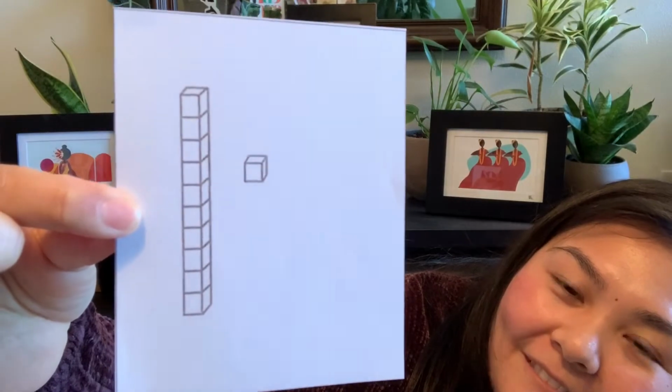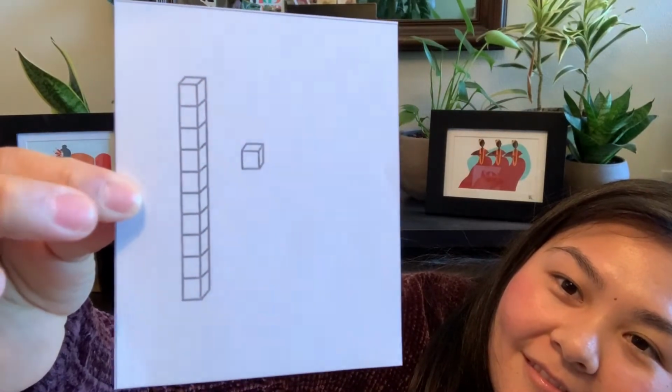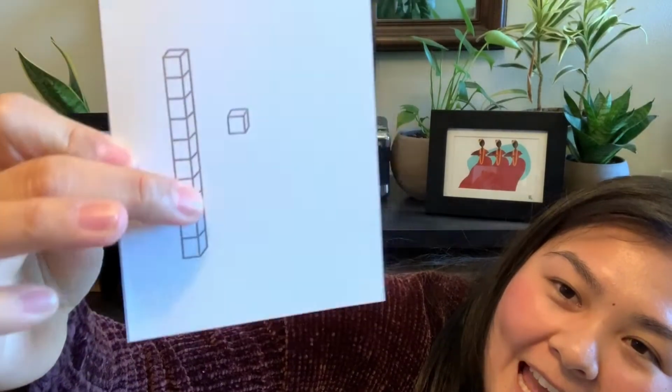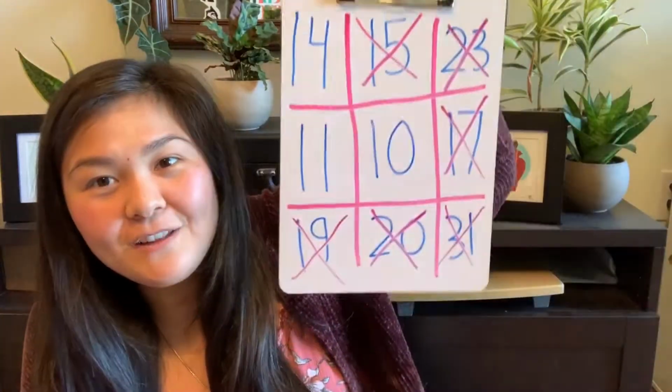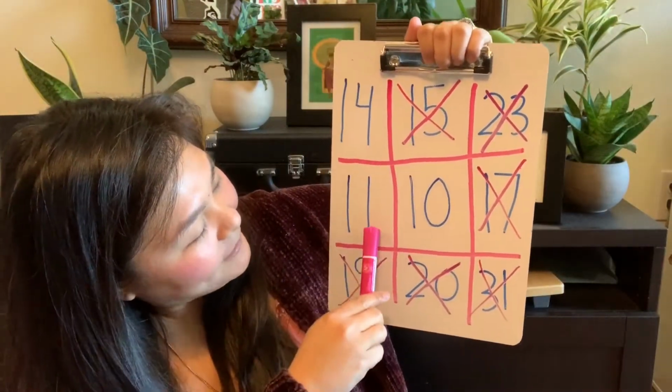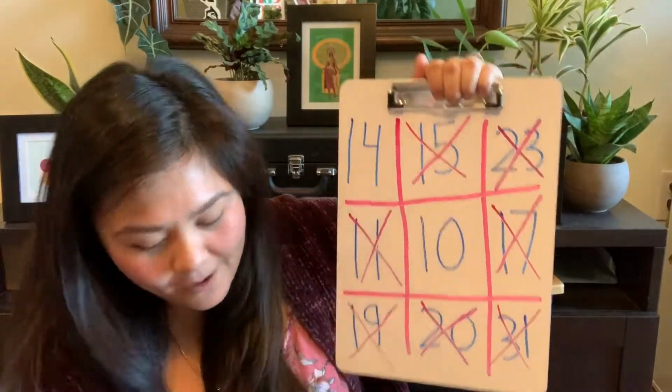How many do you see? There's 1 10 stick and there's 1 1. So 10 and 1 more is 11. So let's find 11 on your game board. 10, 11. Oh, there's 11 for me. 1 and a 1.